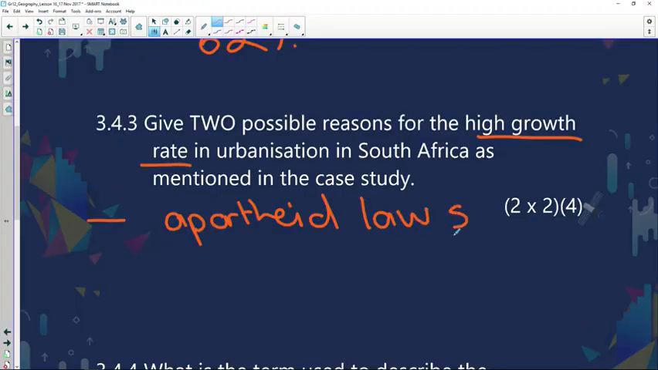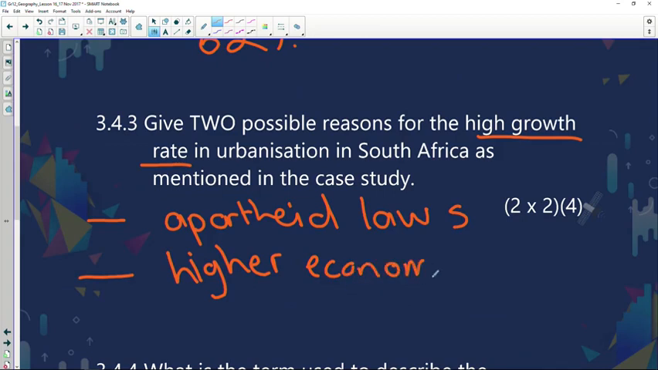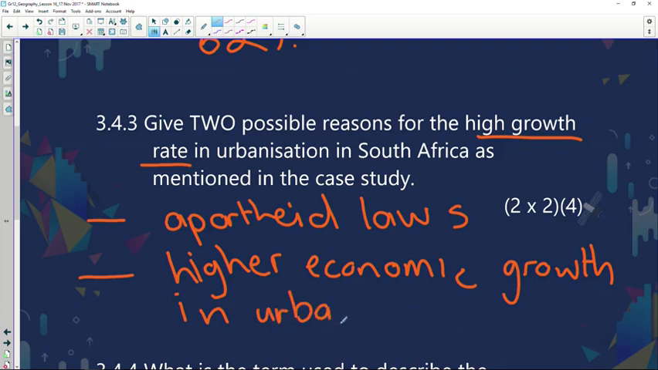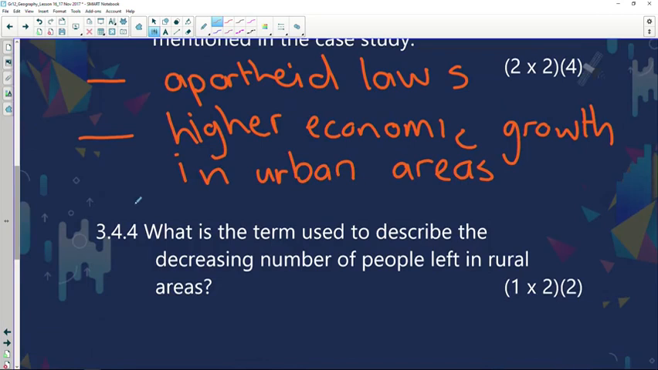And according to it, people wanted to move there because of higher economic opportunities and growth in urban areas. Now, another reason for it is immigrants, especially coming from other countries, also creating a huge influx of this urbanization.